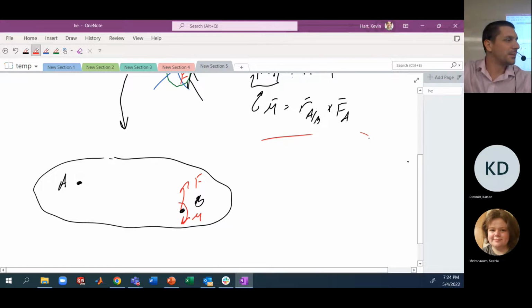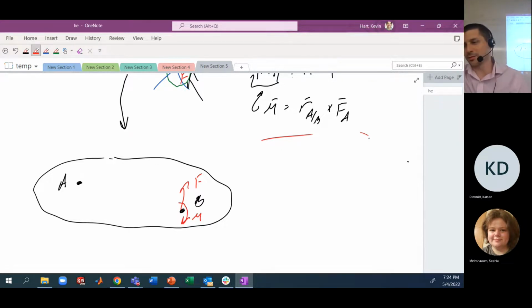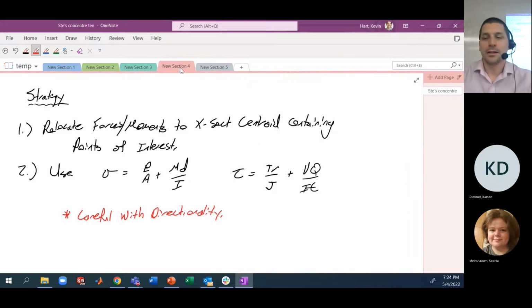Got it? But this is a concept that goes back to statics about an equivalent force couple system at another portion of a body, which is represented by placing that force there and also accommodating the R cross F required to do that. Got it? Okay. Other questions?